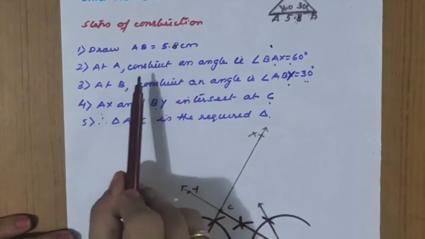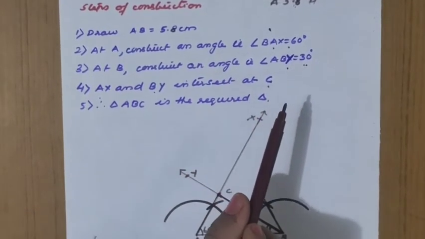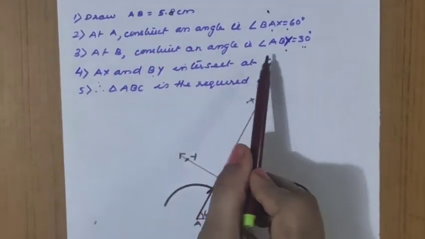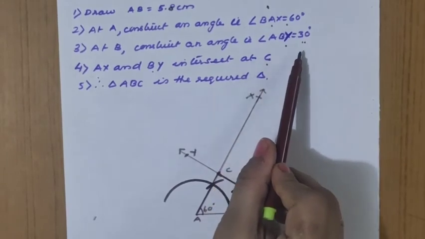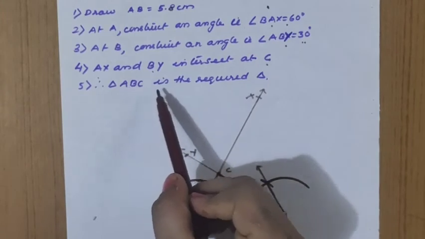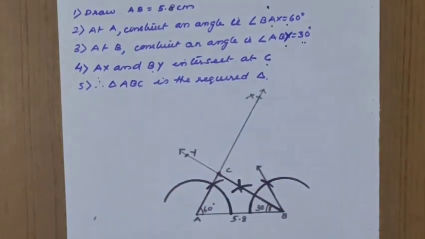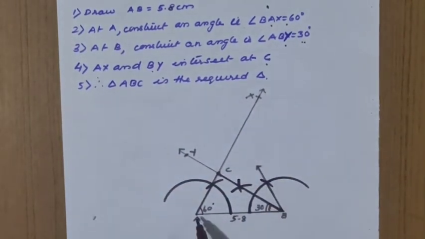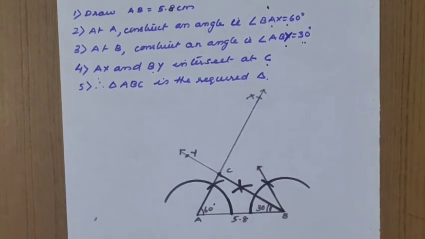Draw AB equal to 5.8. At A construct an angle BAX equal to 60 degree. At B construct an angle ABY equal to 30 degree, AX and BY intersect at C, then triangle ABC is the required triangle. Now you can see the diagram once again. So diagram is here. So after completing the diagram, you must write the measurements what we have used there. So again I am just reminding the criteria. Two angles and the included side, ASA criteria we have used here for constructing this triangle.